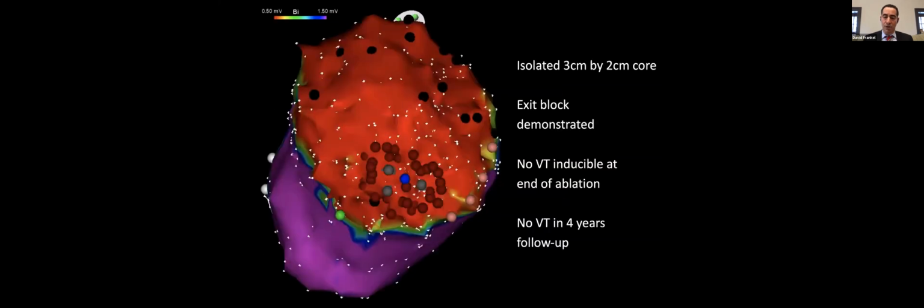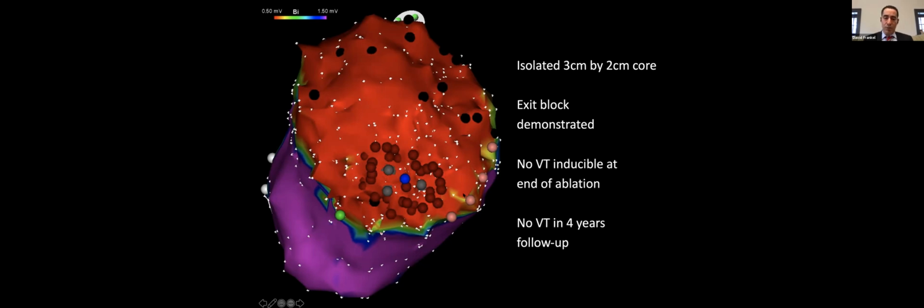It's just one tolerated VT, and we know that the circuit is passing like this, okay? So a narrow box that is incorporating that isthmus termination site that you know the circuit is passing through the core. And we ablate the periphery of it, and it's now rendered the inside inexcitable. A very limited focused amount of ablation. So why is this strategy good?